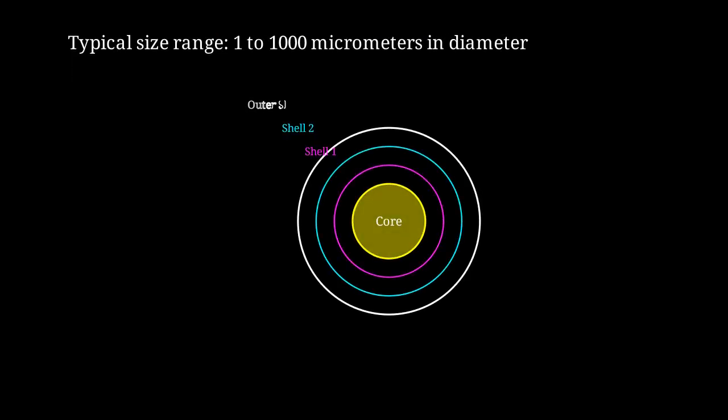Here we see a schematic representation of a multi-shell microcapsule. The innermost yellow region represents the active core material. Surrounding it are multiple shells, each with distinct chemical and mechanical properties.